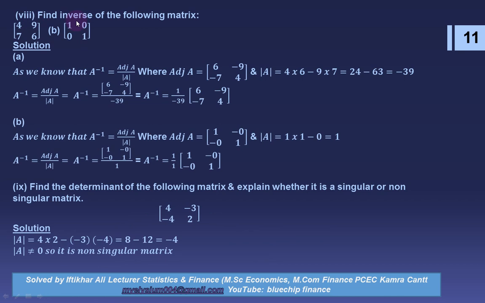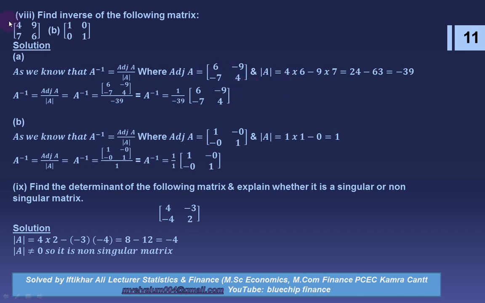Move to question number 8. Find the inverse of the following matrix. Matrix A is 4, 9, 7, 6 and B is 1, 0, 0, 1. So inverse is always equal to adjoint divided by determinant. In the adjoint, we just swap these two elements with each other and change the signs of these two elements. So 6, 4, and plus 9 will become minus 9, plus 7 will become minus 7. This is the adjoint.